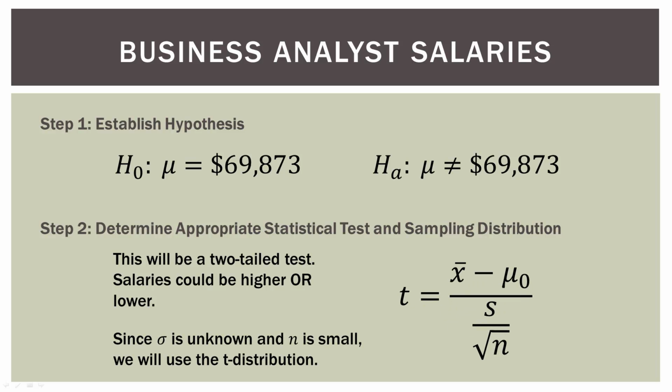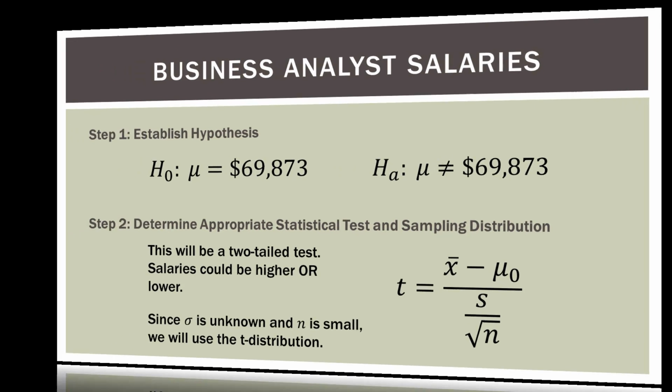Now, since sigma is unknown and n is small, we'll use the t distribution. And there's the t-statistic formula over there on the right. It looks very similar to the z-statistic formula.